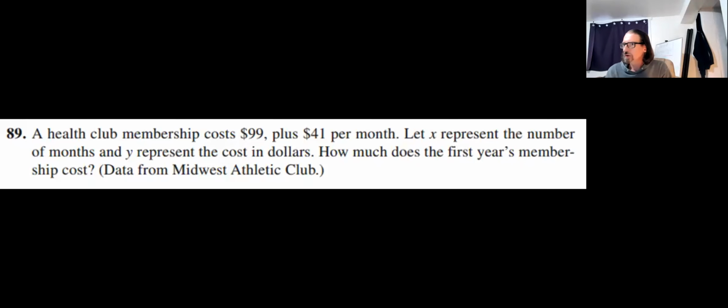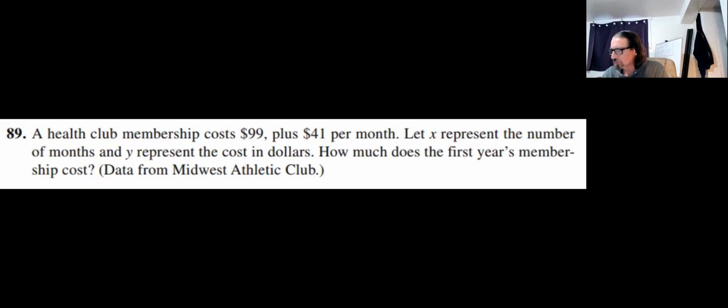So similarly here, we've got a health club membership costing $99 plus $41 per month. Well, here you're not starting at the origin, 0, for our y-intercept. Anyone that has a membership is going to start out at $99, and then for each month, $41 per month times the number of months. So if X is going to represent the number of months, and Y is the total cost in dollars, we're going to have 41 times X plus 99 equaling Y.